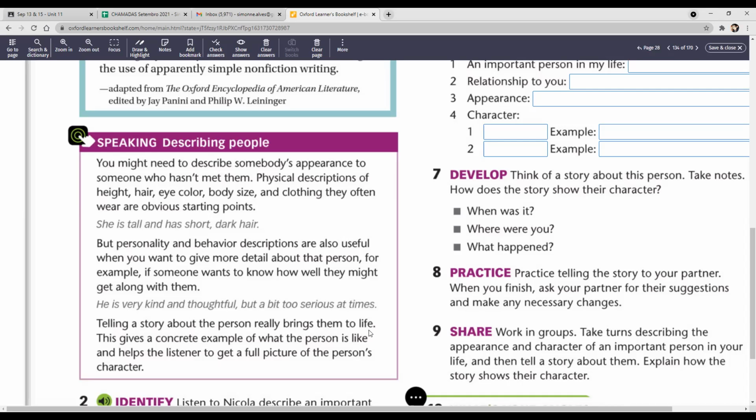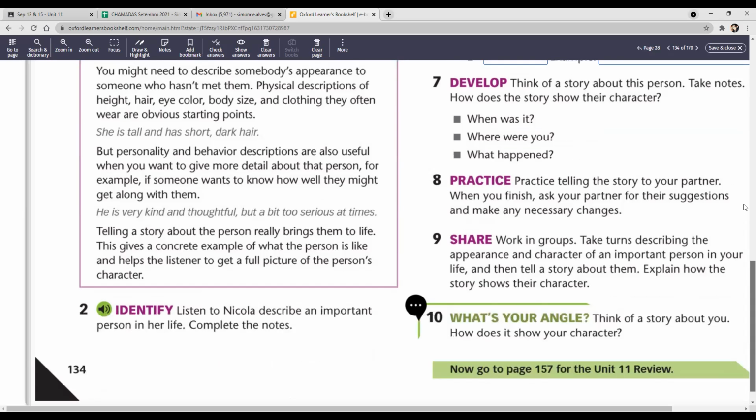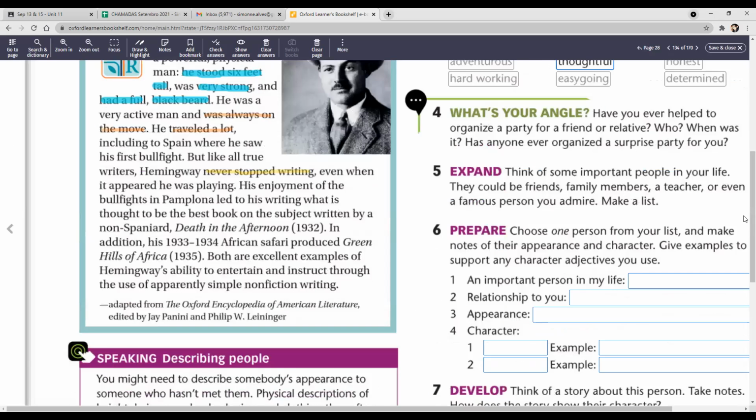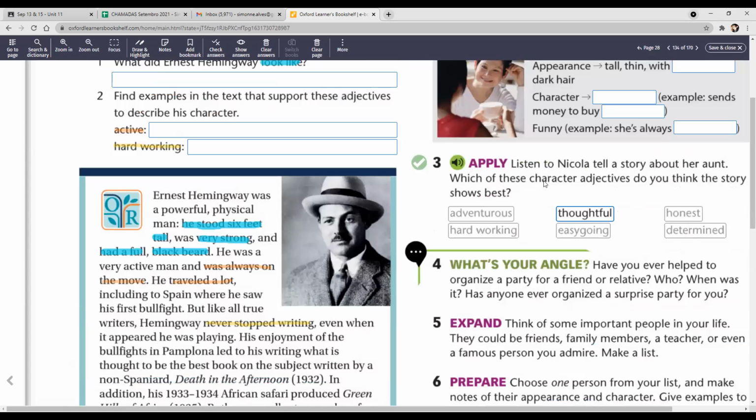Okay, now telling a story about the person really brings them to life. So besides describing the person physically and about the personality, we usually tell a story about the person, okay? So this gives a concrete example of what the person is like, all right? It helps the listener to get a full picture of the person's character. It helps a lot, not only describing, but also giving an example, okay? All right, people, so here we have the example of Nicola, and she described her aunt by giving an example of her surprise birthday party, okay?